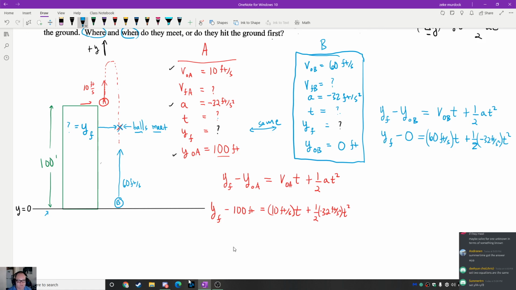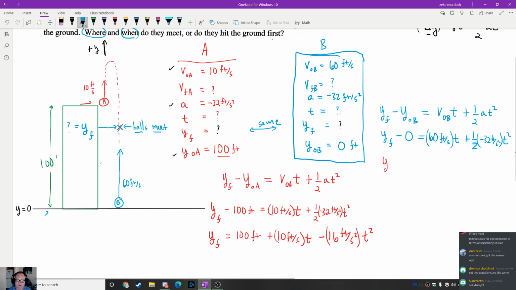We know that both of these have the same variables yf and t. So what we could do is just do exactly what someone had said. So yf then is going to be equal to all the stuff on the right-hand side plus 100. So we'll have 100 feet plus 10 feet per second times t. And we'll simplify this a little bit. 1/2 of negative 32 would be negative 16. We don't have much work to do on this equation up here because it's really just this 0. So this becomes y final.